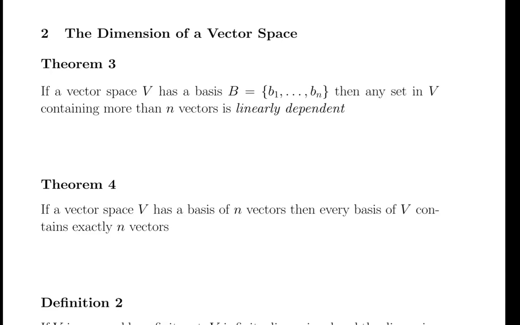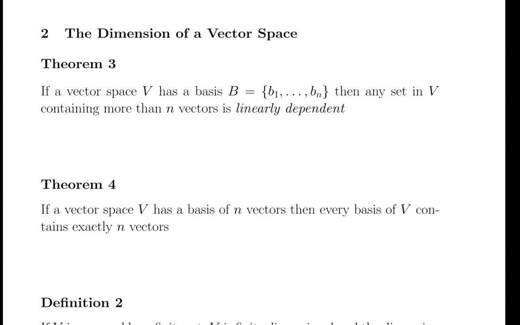Section 2 here, the dimension of a vector space. Sounds Twilight Zone-y. Theorem 3. A vector space V has a basis B. Then any set in V containing more than n vectors must be linearly dependent.